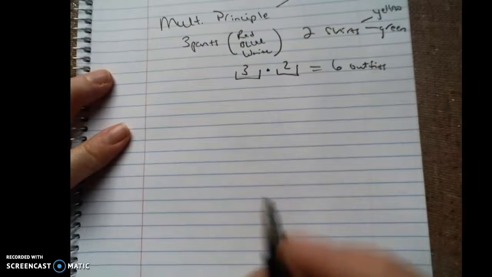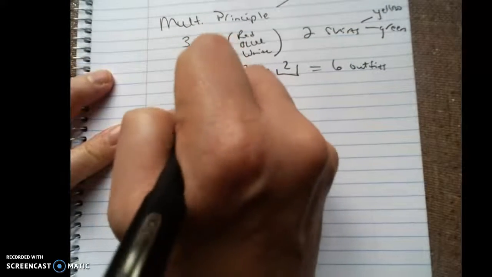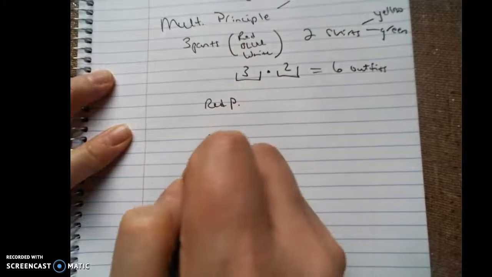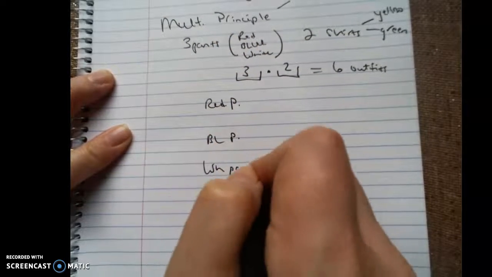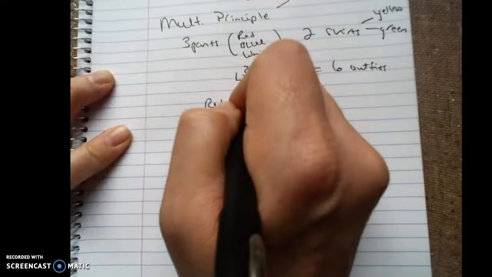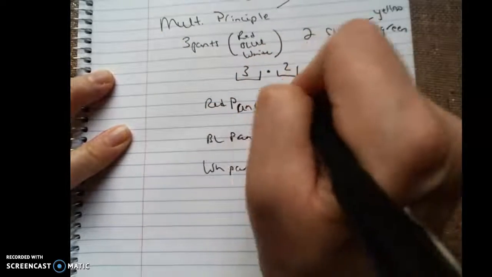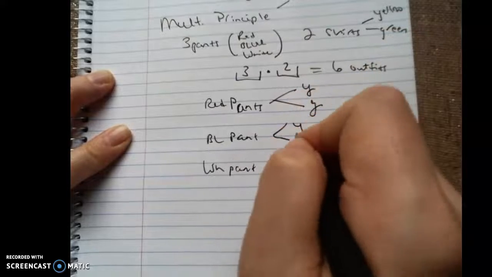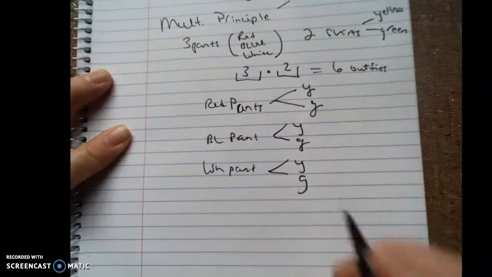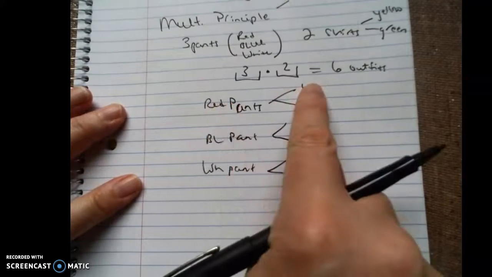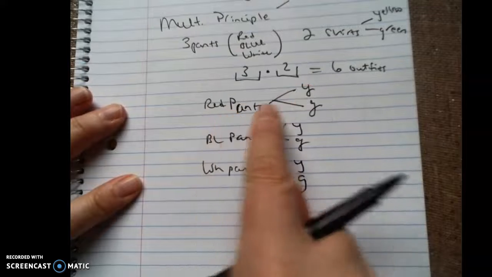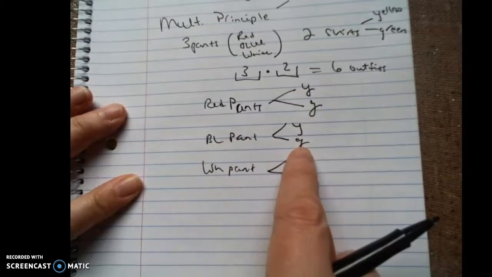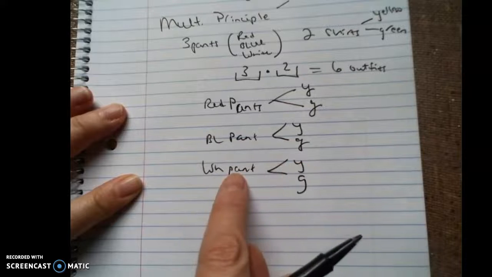And the reason the multiplication principle works for this is if you think of a tree diagram, and you can always use a tree diagram if you're stuck. I have my red pants, my blue pants, and I have my white pants, whatever you say there. And then I can branch off and wear either color shirt, again, if we don't care about matching. Yellow, green, yellow, green. And the way I read this off is red pants with yellow shirt, red pants with green shirt, blue pants with yellow shirt, blue pants with green, white with yellow, and white with green.